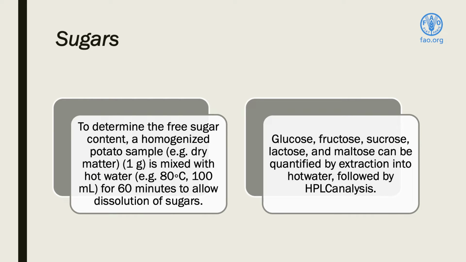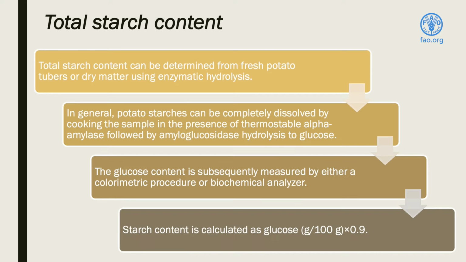To determine the free sugar content, homogenized potato sample is mixed with hot water for 60 minutes to extract the sugars. Glucose, fructose, sucrose, lactose, and maltose can be quantified by extraction into the hot water, followed by HPLC analysis.